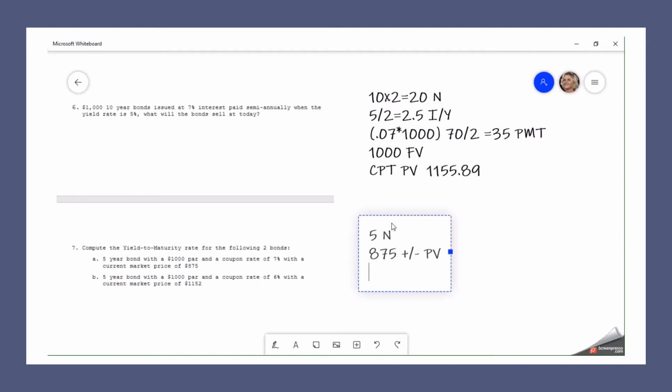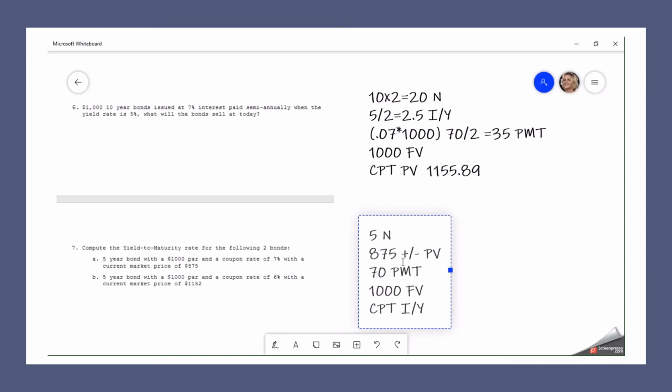Again, it's the same as above. It pays a 7% coupon. So as I calculated up here, 7% times the $1,000 gives us $70 a year. Now in this case, it's annual payments, so we don't have to divide that by 2. We have a $1,000 future value, and then now we'll compute the IY. And notice that my payment and my future value are both positive and my present value is negative.